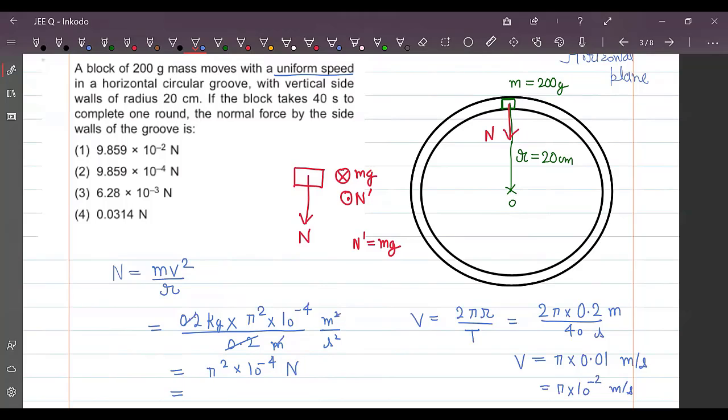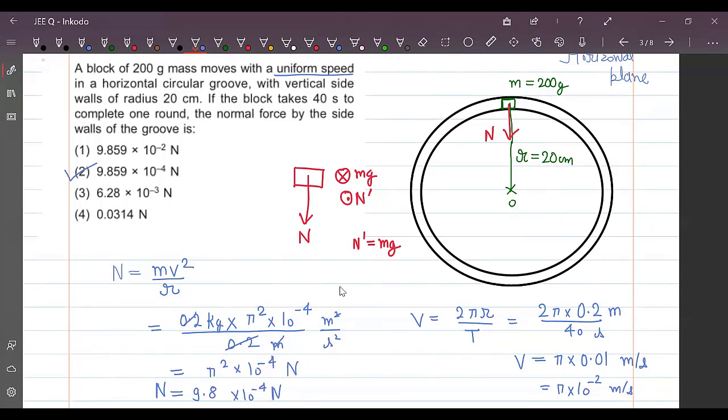Pi squared is approximately, I don't need to do the calculation. Pi is approximately 3, so pi squared is approximately 9.8 something into 10 raised to minus 4 Newton. But we don't need to calculate the actual value. We'll save time here. Of course, in an objective exam, we need to save a lot of time. So pi squared is approximately 3 point something. So that will give you the second option.